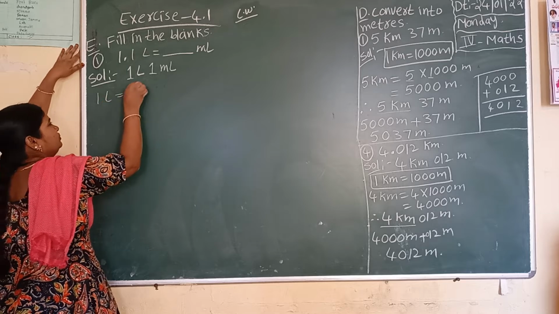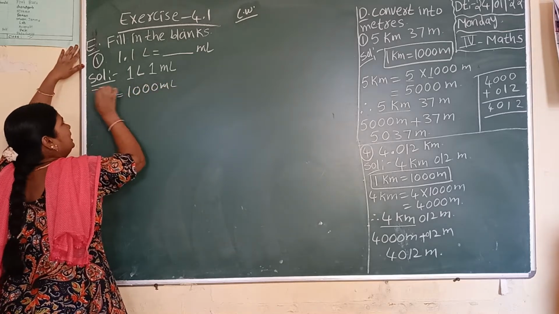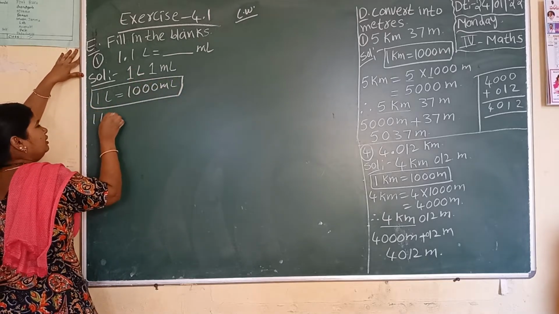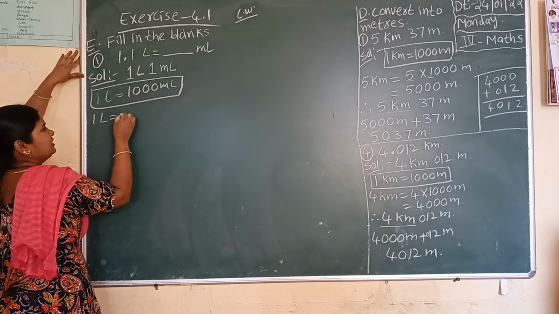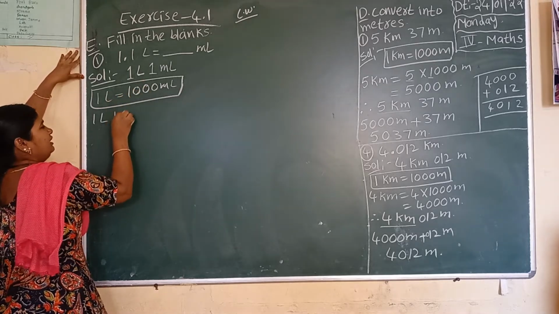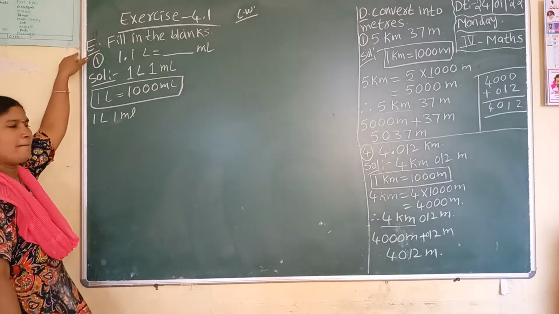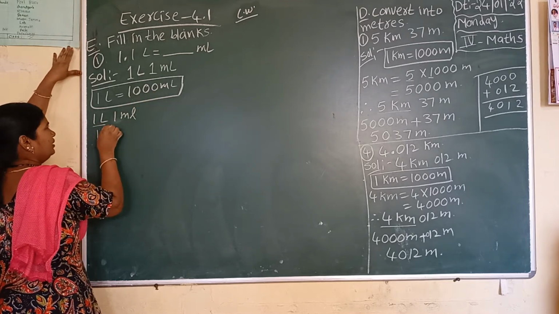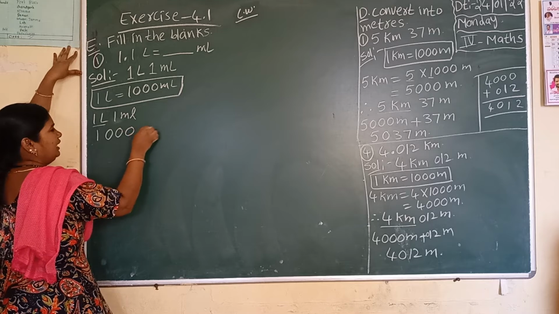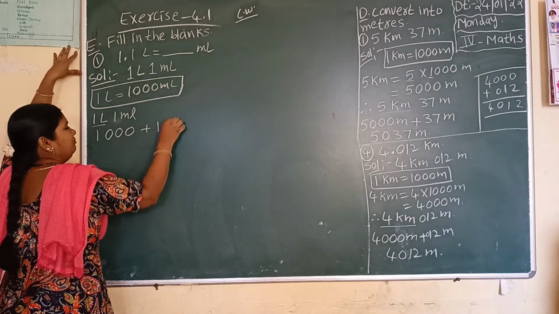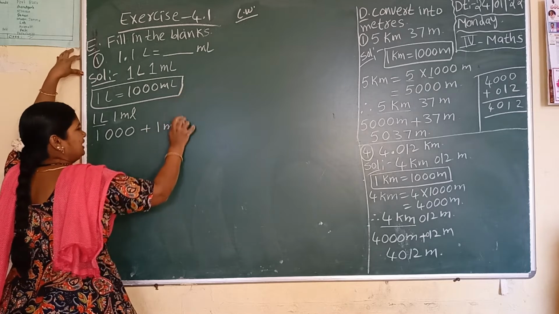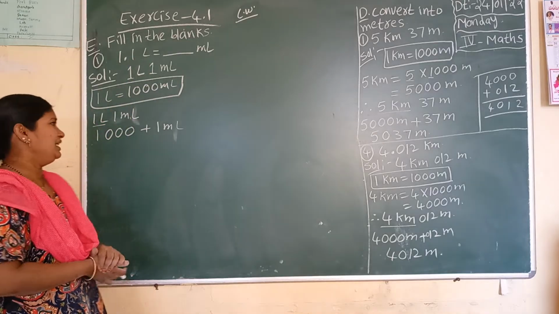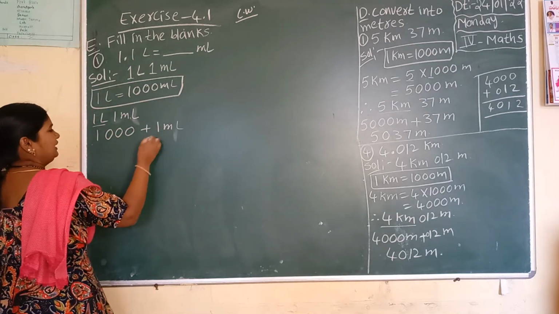1 liter is equal to 1000 milliliters. Now you have to convert 1 liter is equal to 1000 milliliters and again the 1 milliliter. Okay. First write down the 1 liter's place, this one, 1000, and the place of 1 milliliter. 1000 milliliters and 1. Okay, 1 means it becomes 100 milliliters.